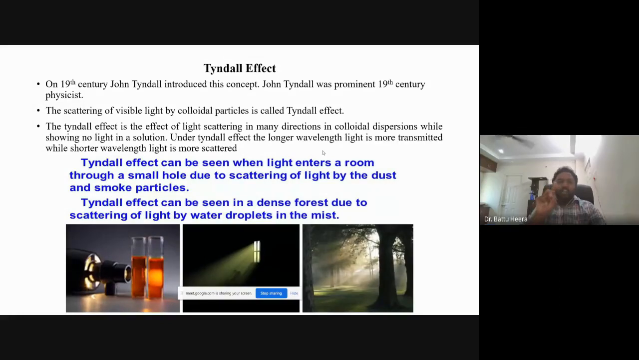Okay, see, longer wavelength light, which color is it? What is the longer wavelength light? The color of longer wavelength light, we can take red.